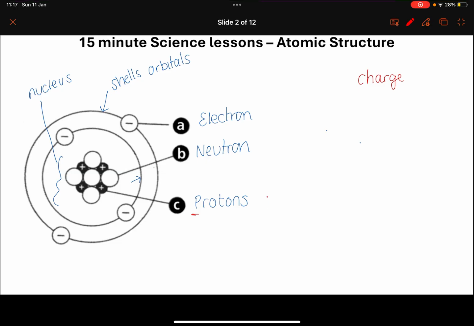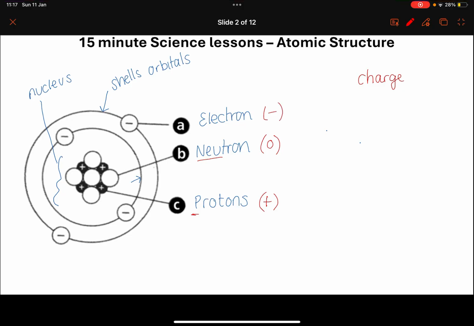Protons begin with P, they are your positive subatomic particles. So then you would think, well, neutrons, they begin with N, so they're negative. Unfortunately not. Neutrons are your neutral, they have no charge. And then the electrons, they're the negative subatomic particles.